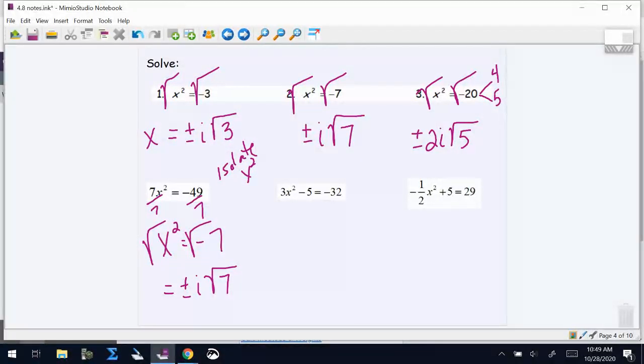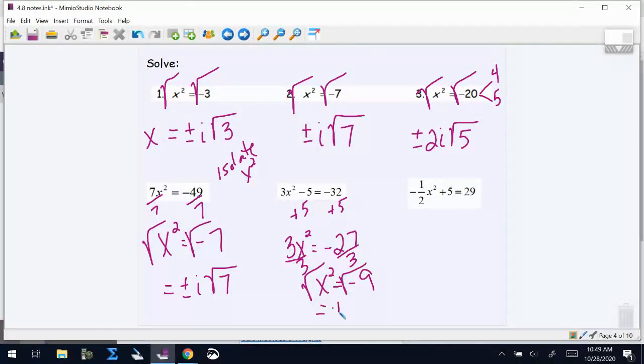Next one's going to take a couple steps. We've got to add 5 to get the minus 5 to the other side. So we have 3x squared equals negative 27. Then we're going to divide by 3. So we get x squared equals negative 9. I'm ready to take the square root of both sides.